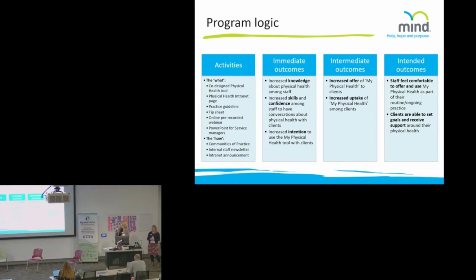So from this point, we need to map the data sources to measure each of these outcomes so we can work out whether we're achieving what we're hoping to, and if we're not, at what point are we not achieving those outcomes.